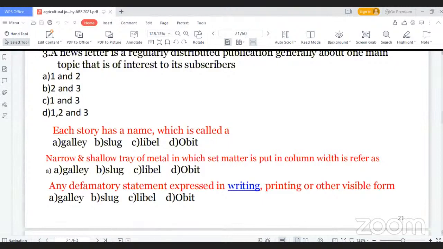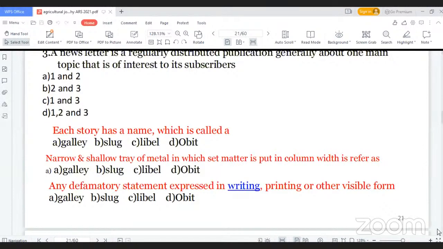Galley is a narrow and shallow tray of metal in which set matter is put in columns, as I told you, like a narrow gully, just like maybe people are playing gully cricket. Three to four persons are playing cricket in a very small area, like in a compound or any area. That is called gully cricket. So like that, narrow and shallow tray. Remember it like that.